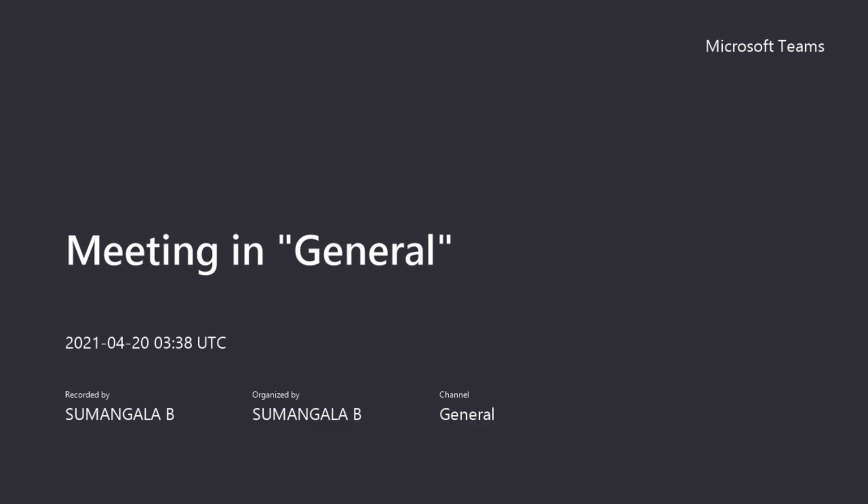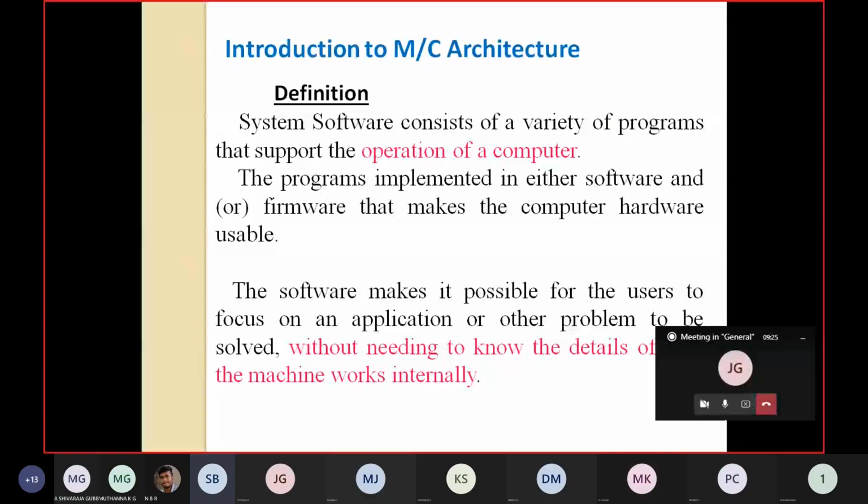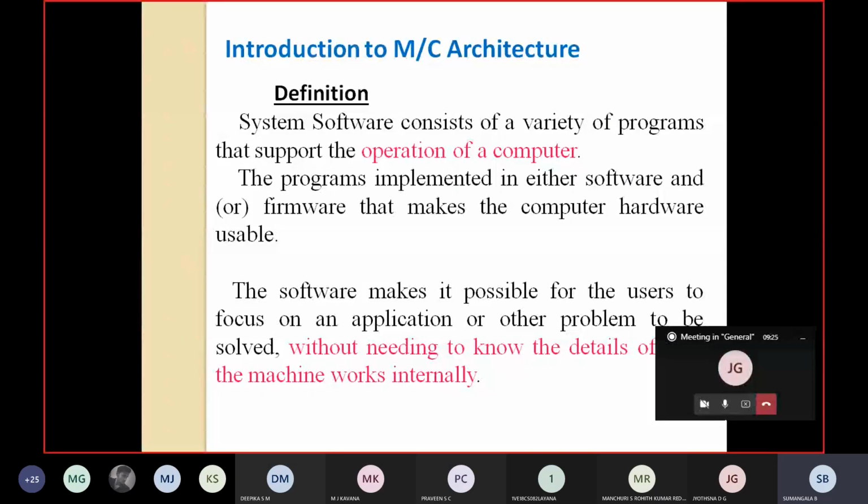We can define system software in many ways. It supports the operation of the computer. That is one way of defining system software. Another way is that it acts as an interface between the OS and the users. That is the second definition we can give.